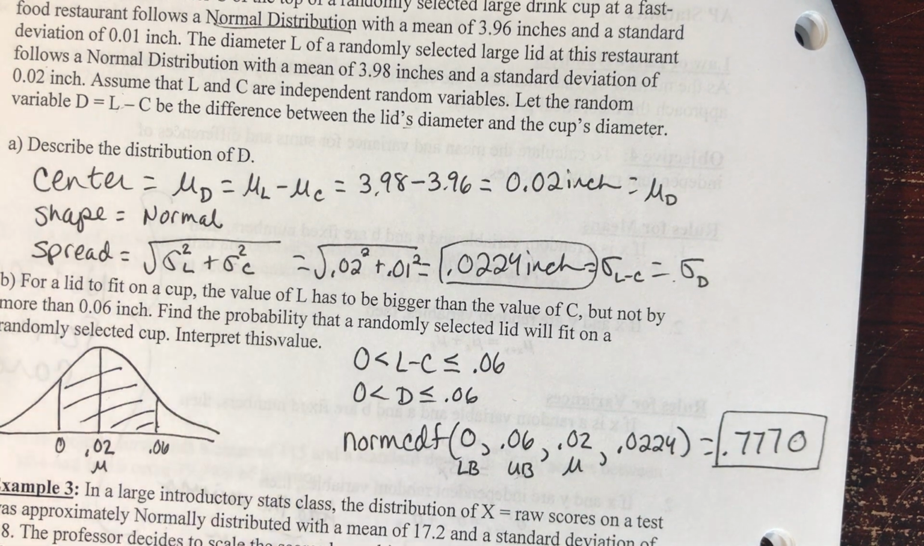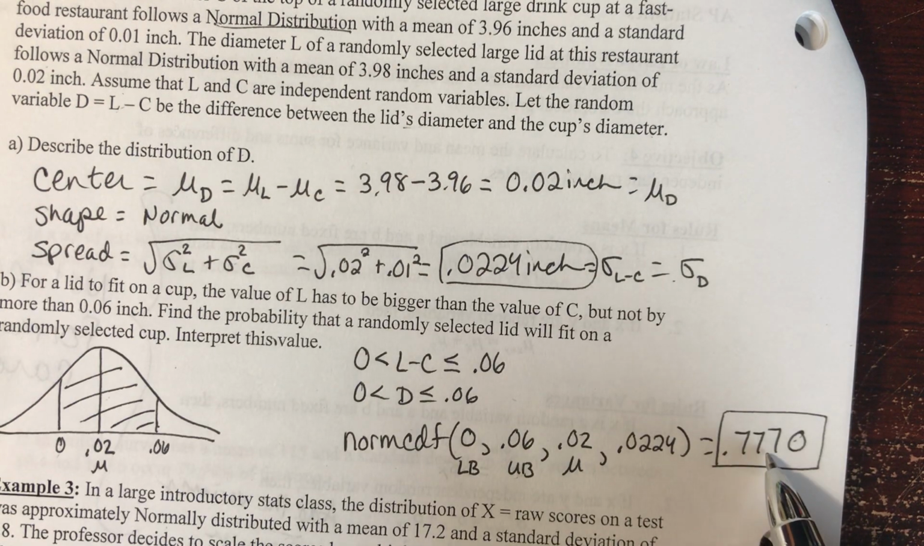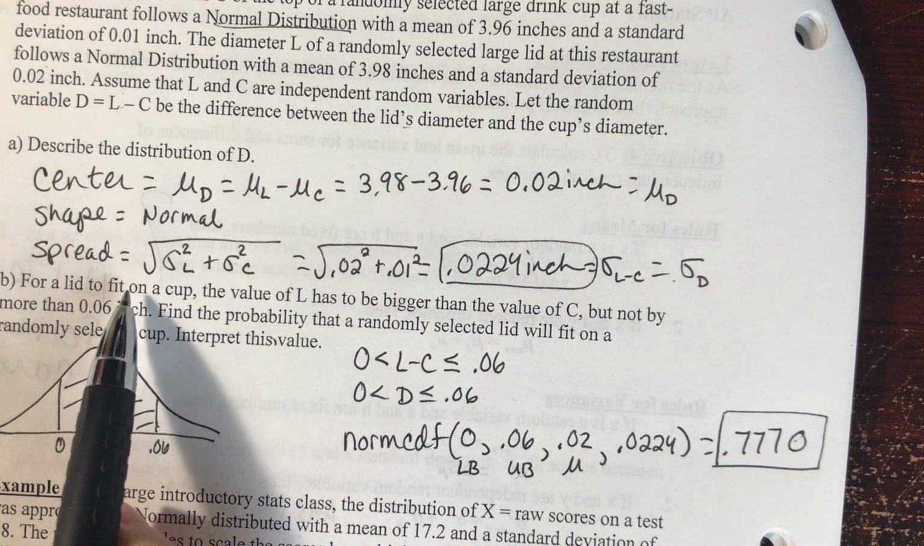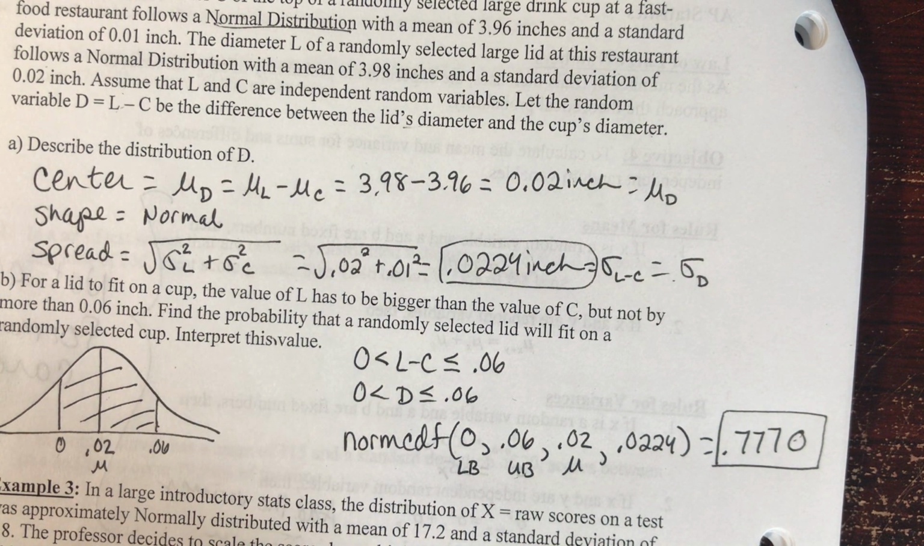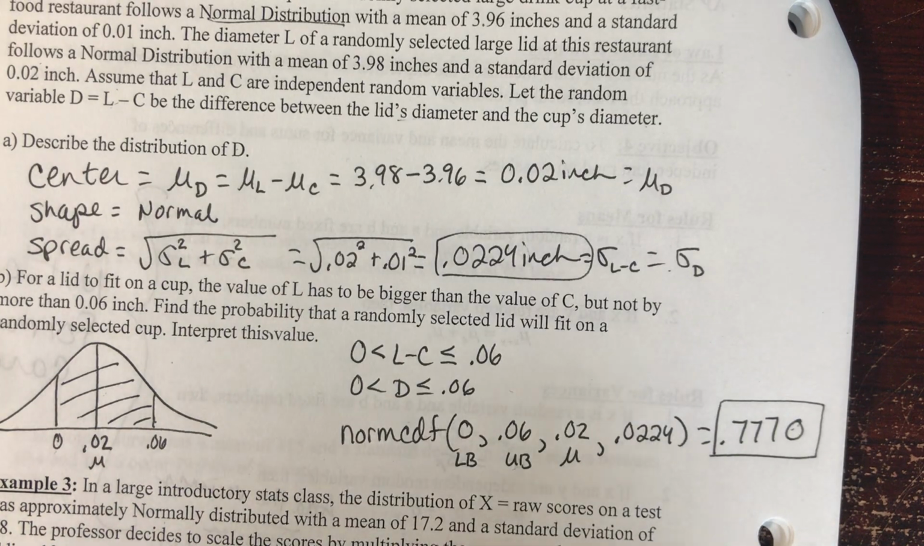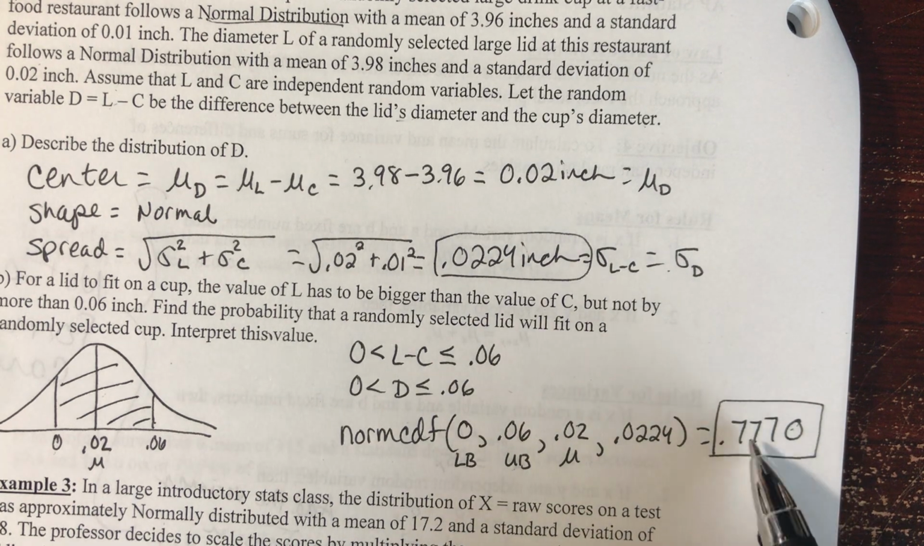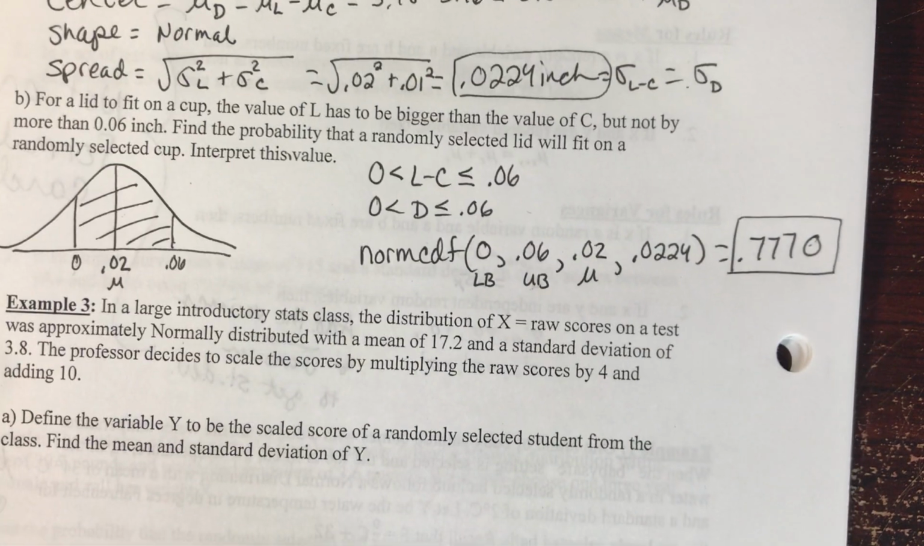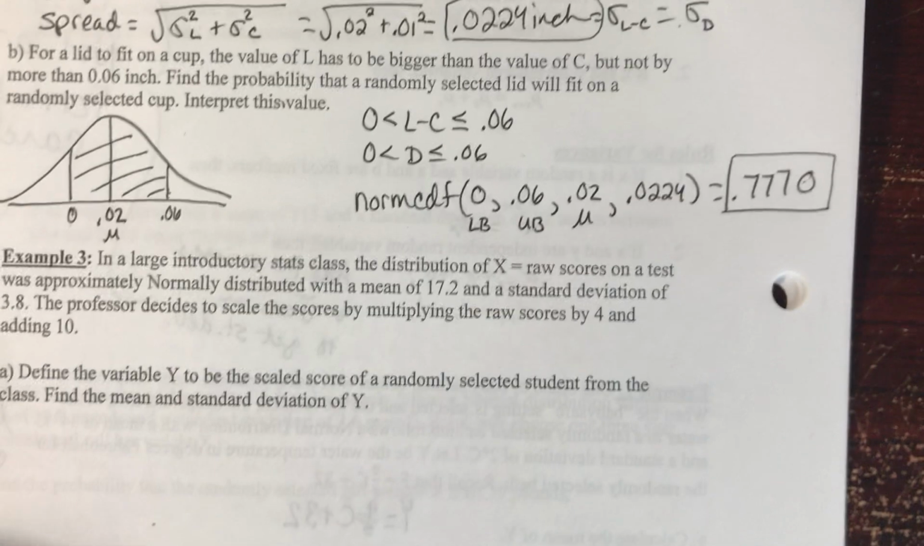If we interpret it, that means there's a 77.7% chance that the lid fits on the cup. Okay, that it's not going to be too big and it's not going to be too small. That it fits just perfectly. That's actually pretty terrible. That would be a lot of cups wasted, a lot of lids wasted, but that's okay. All right, let's do another one.